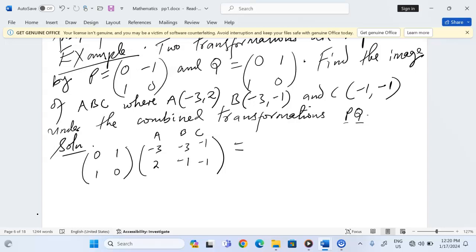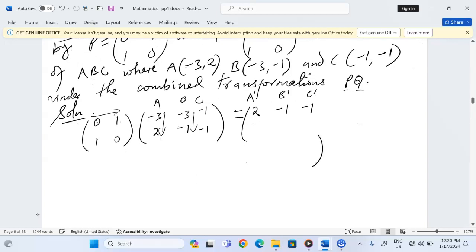Remember, it's row times the first column. Therefore, 0 by -3 and 1 by 2, making it 2. 0 by -3 in the next now, 0 by -3 and 1 by -1. It becomes -1. 0 by -1 and 1 by -1, it remains -1. Remember, this is now going to be A prime, B prime, C prime.